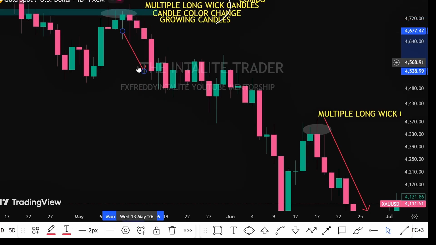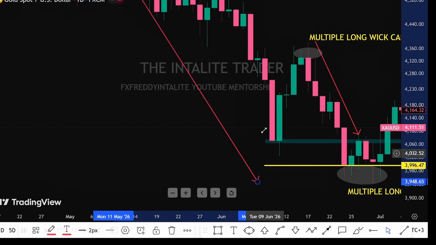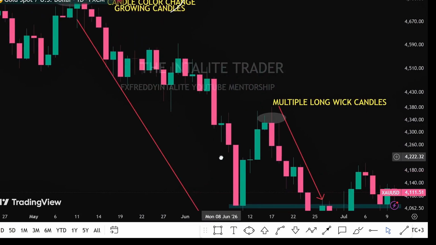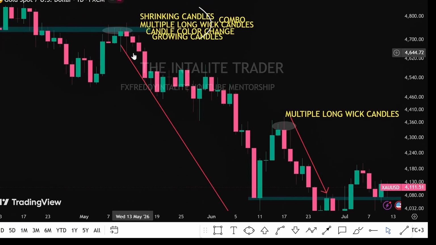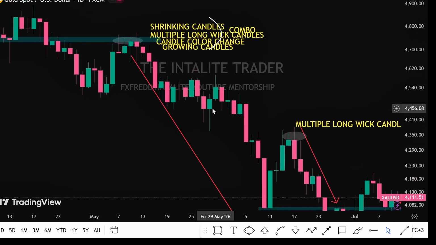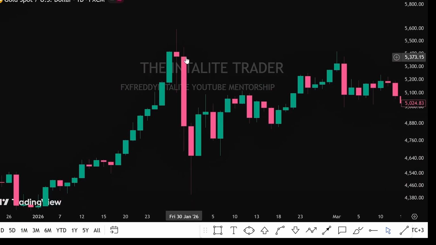The whole of this move started from there. So this is a gold chart on the daily time frame. You will go and check the same thing. It was around 8th May 2026. So this move, after seeing a combo, this is what happened. We have here a candle color change and then a momentum candle.